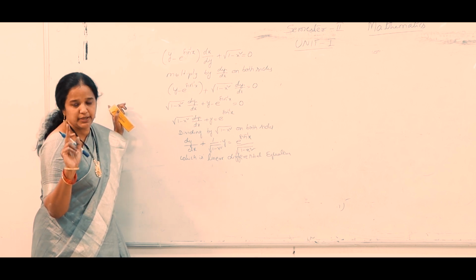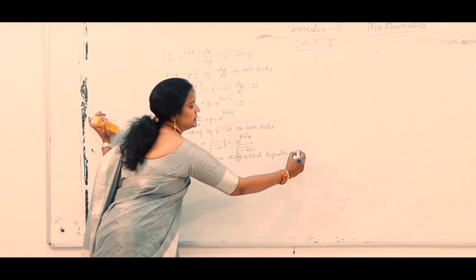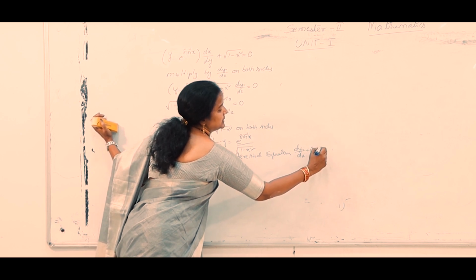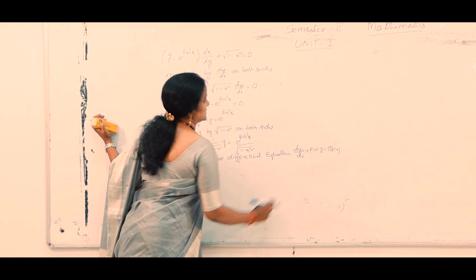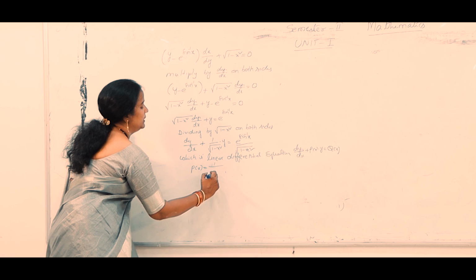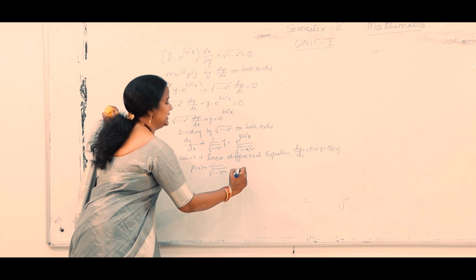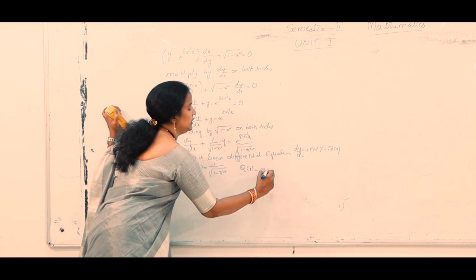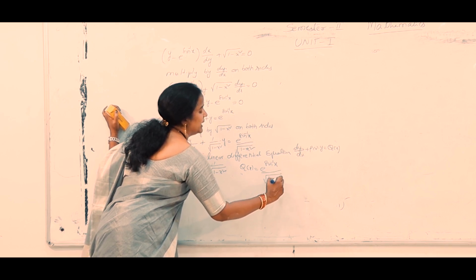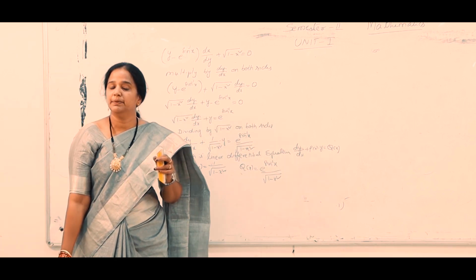Now the procedure. What is the first step? We write the values of p of x and q of x. So what is the form of the equation? dy by dx plus p of x into y is equal to q of x. So from this equation, what is the p of x value? 1 by root of 1 minus x square. What is the q of x value? q of x is equal to e power sin inverse x by root of 1 minus x square. This is the first step.